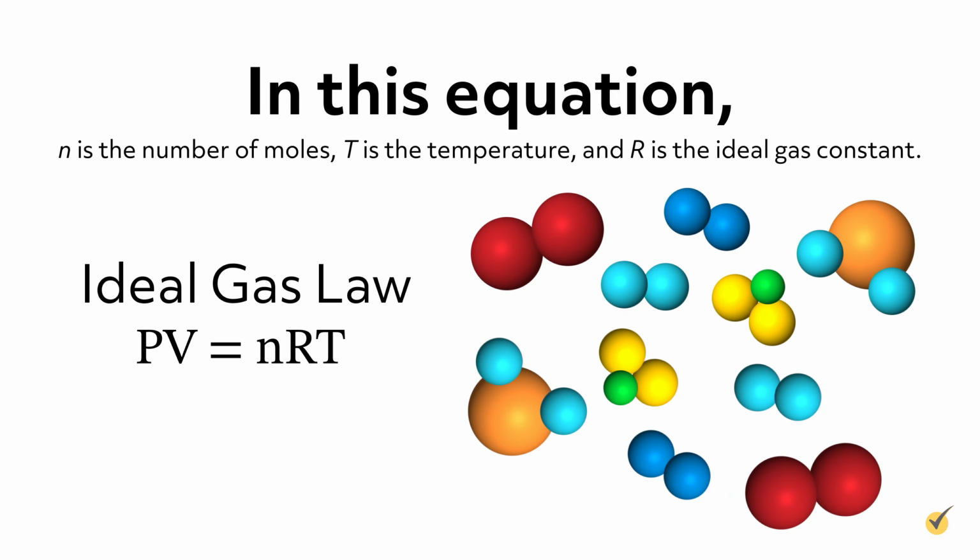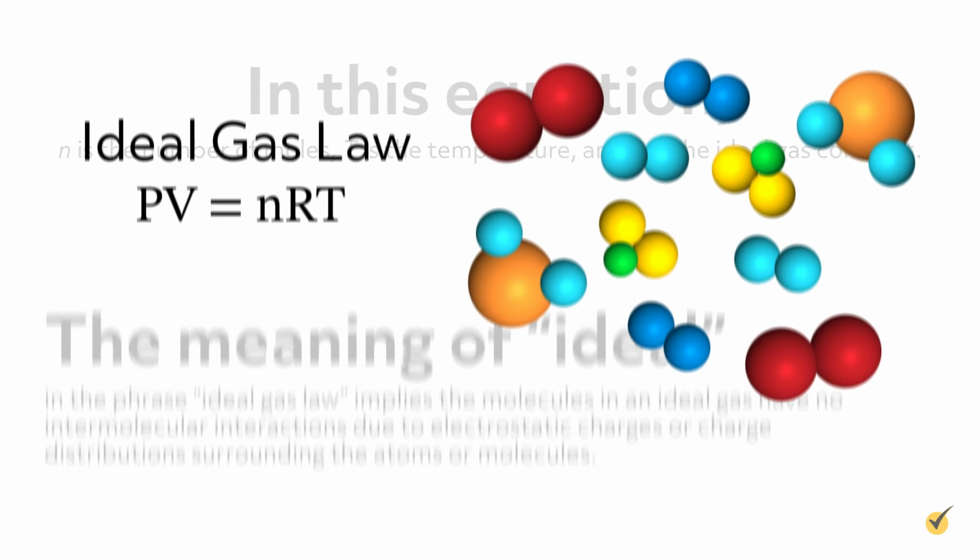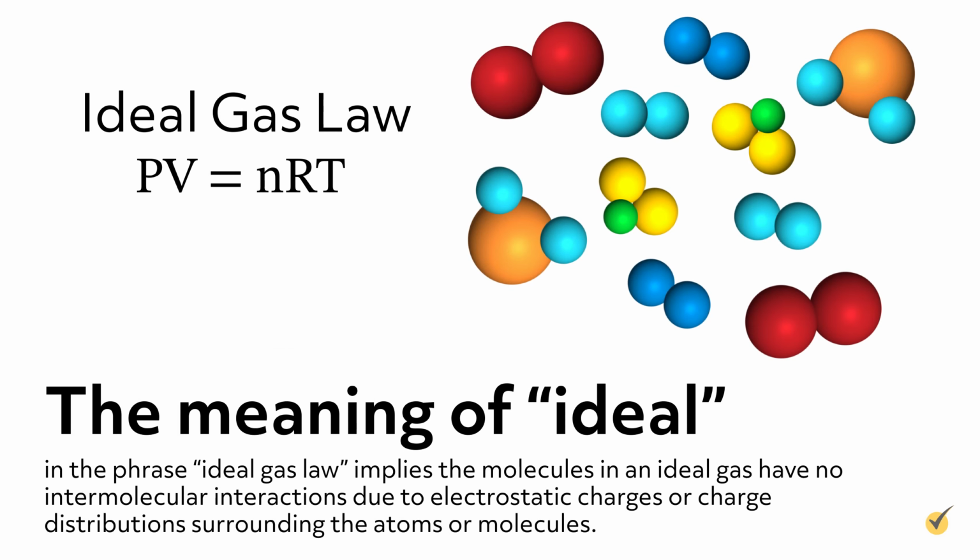As we talk about Boyle's law, it's important to have a qualitative understanding of the inverse nature that this law indicates. To do this, let's put this law in the context of what is known as the ideal gas law. In this equation, N is the number of moles, T is the temperature, and R is the ideal gas constant. The meaning of ideal in the phrase ideal gas law implies the molecules in an ideal gas have no intermolecular interactions due to electrostatic charges or charge distributions surrounding the atoms or molecules.